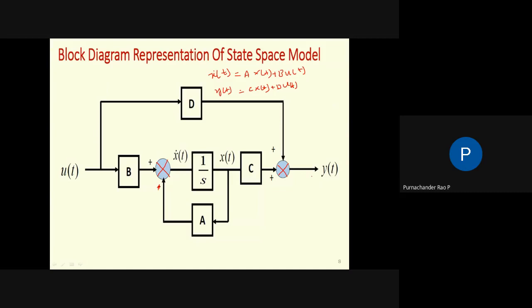Then your output equation y of t will be equal to x of t into C. So this C into x of t is coming here, and D into u of t is coming here. So your output y of t will be equal to C into x of t plus D into u of t. So this is a block diagram representation of a state space model.